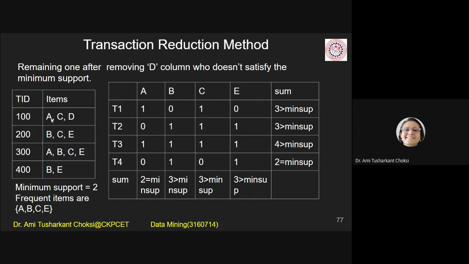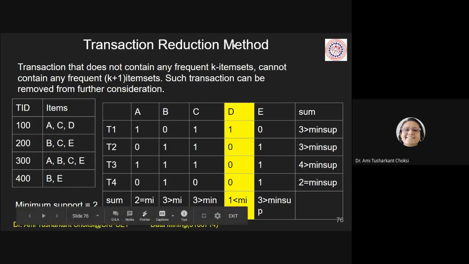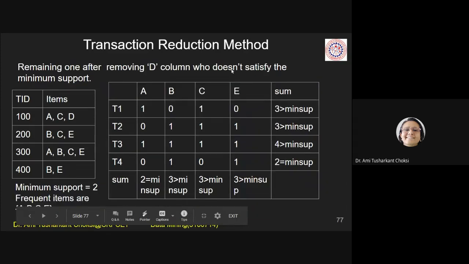So, ACD. Put 1 for A, 1 for C, and 1 for D. Where is it? The D column is not there, so we do not have to put 1 for this particular D. Why is it not there? Because we have removed it. Why have we removed it? Because that column had a total count, or sum, less than the minimum support. Fine? Okay. So D is not there.